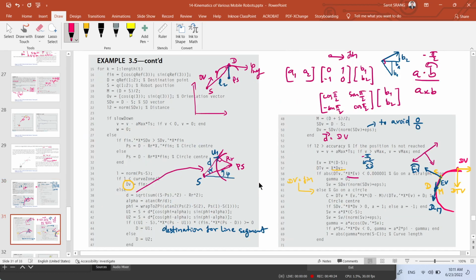I think I have an explanation here as well, so I can explain it better. Yeah, I have a graph. Again, D is the destination, S is the location of the robot, M is the midpoint, and OV is the orientation vector, and then SD is the vector from S to D. All right, and then L2 is the norm, which means the distance from S to D.